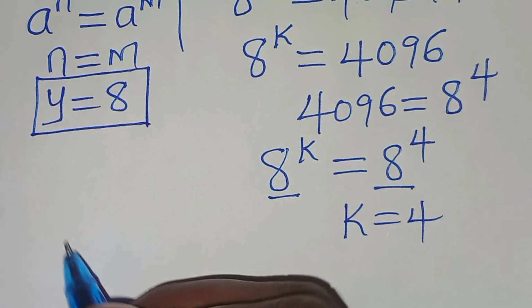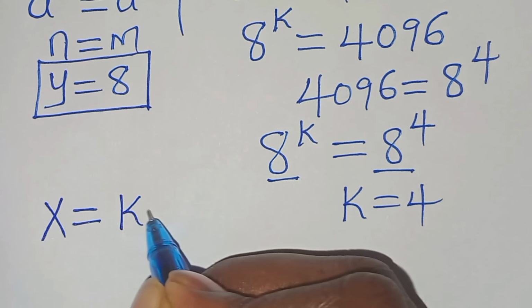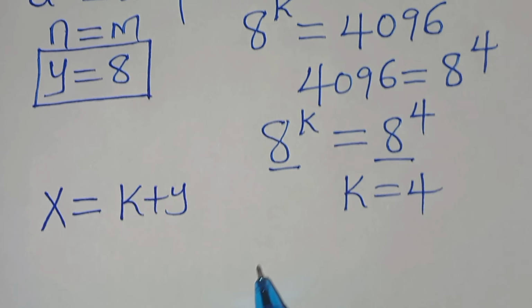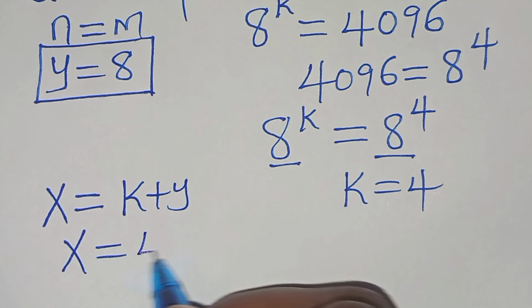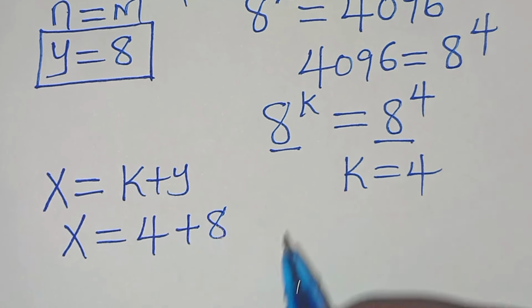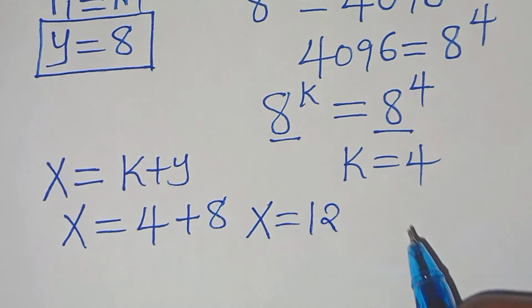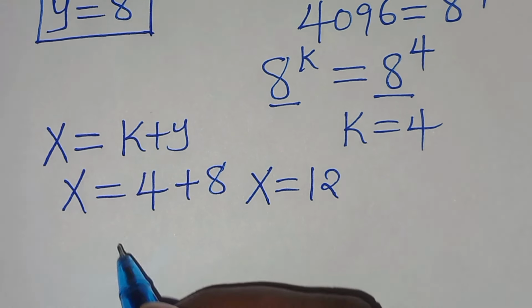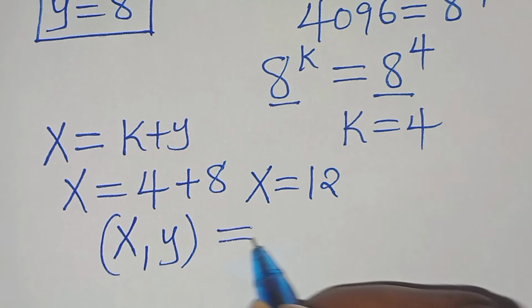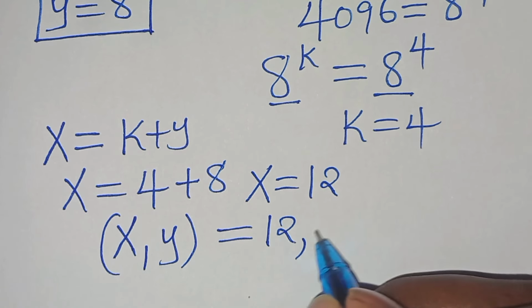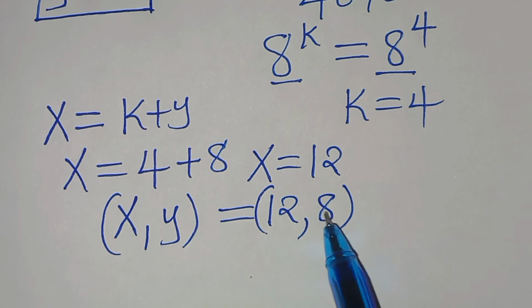So if you recall, x is the same thing as k plus y. This implies that x is equal to k, which is 4, plus y, which is 8. And this implies that x is equal to 12. So therefore, x, comma y, is equal to 12, comma 8. So this is the value of x and this is the value of y.